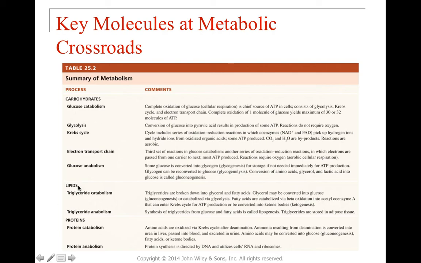So for lipids, we can either break down or build up triglycerides. So how do we break them down? We break them down into glycerol and fatty acids. So those are basically what we're going to have once we split them in half. Well, in thirds, really. And then glycerol is going to be converted, or can be converted, into glucose as well. Again, that's a process called gluconeogenesis. We just talked about that. And it can also be catabolized, and we can do that by glycolysis.